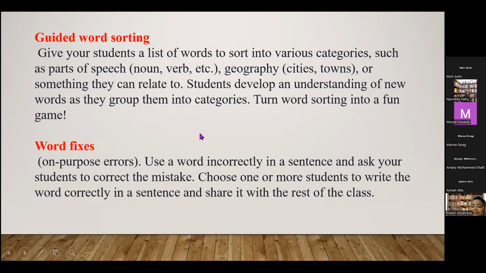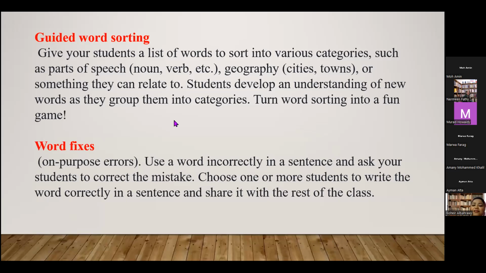How do you find this activity? Will you try it, inshallah? Is it applicable? Can you try it with your students? Can you try these strategies? Okay, yes. Yes, perfect. Okay.